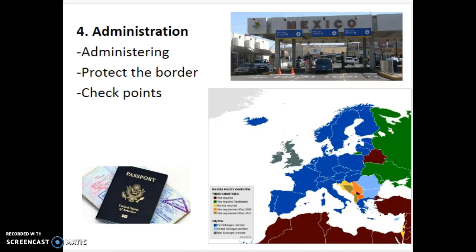All right, the last slide I want to hit just briefly in the boundary making process is administration. The next step, of course, is how do we enforce, how do we protect the border? Do we have open borders? Next week, we're going to look at supranational organizations, the United Nations, and an organization known as the European Union. For example, the European Union right now has open borders.